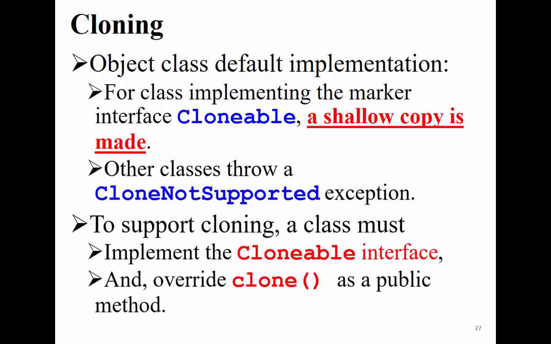Now, if the class that you're trying to clone does not have a clone method, it will give you an exception, the CloneNotSupportedException. And to be able to override the clone, we have to mention that in the header of the class, similarly to what we did with compareTo, implement Comparable. Now we have to mention implements Cloneable interface. And inside this interface, there is a clone method, only one method inside this interface.